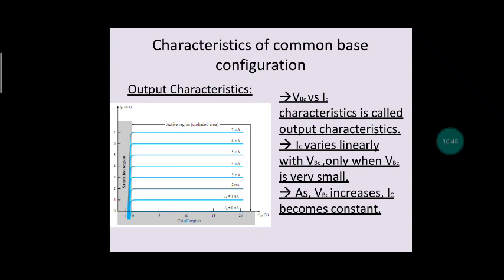In the case of output characteristics, the plot is between base-to-collector voltage and collector current; this is called the output characteristics. When we vary the voltage, the current varies linearly while the voltage is very small. When the voltage increases, the current value becomes constant.